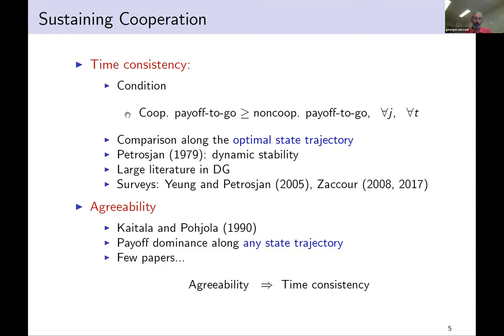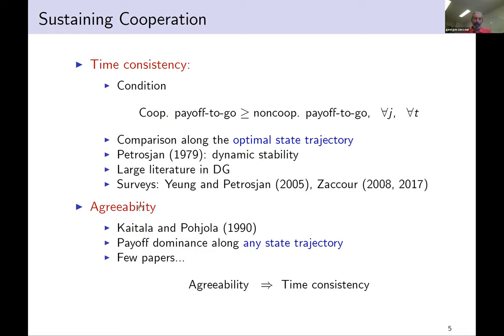Now, here the comparison of the cooperative payoff-to-go and the non-cooperative payoff-to-go is carried out along the optimal state trajectory, meaning that at any instant of time t, the assumption is that we have been following the cooperative agreement till this instant of time. So this idea was brought forward by Leon Petrosyan from St. Petersburg University in the late 70s, and there is a very big literature in dynamic games around this idea.